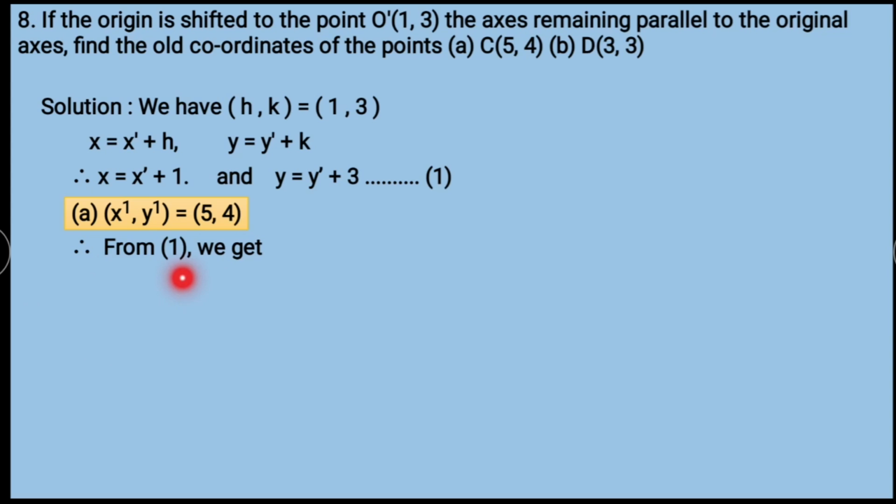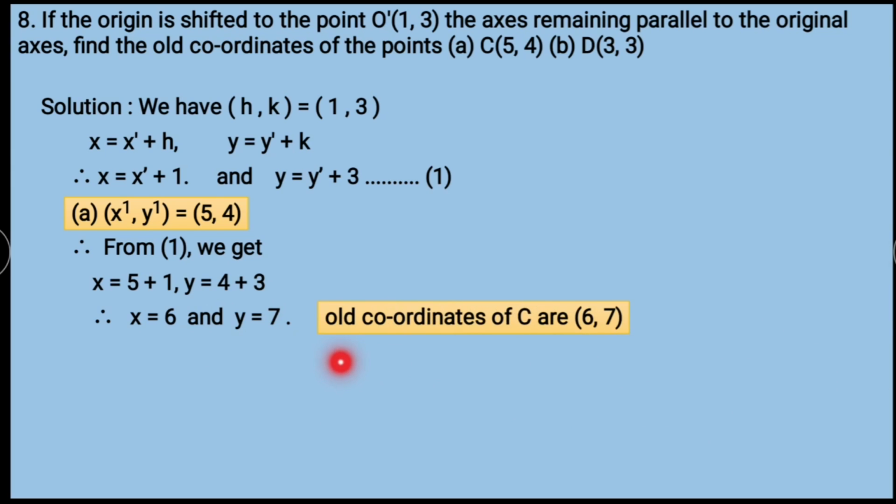So we substitute this value in equation 1. We write here, from equation 1 we get, we replace this x dash by 5, this y dash by 4. So here x equals 5 plus 1 we get 6, and 4 plus 3 we get 7. So the old coordinates are 6, 7. So we write here the old coordinate of point C are 6, 7.